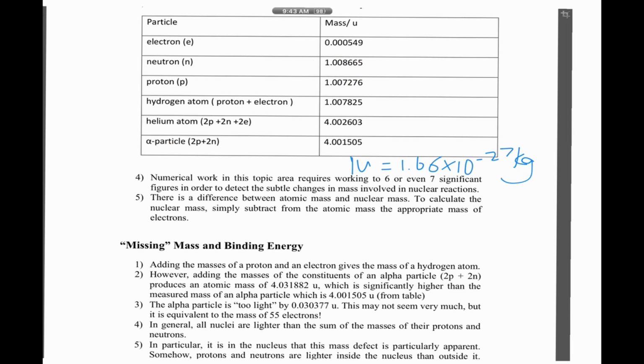And if you do that, you will realize that the number is not the same. How much is the difference? The difference is about 0.030377 U. But which is bigger? The mass of 2 neutrons and 2 protons, or the mass of 1 alpha? 2 neutrons and 2 protons are actually heavier than 1 alpha particle, which doesn't make sense, right? Because 2 neutrons and 2 protons make up an alpha. But why are these 2 neutrons and protons heavier than the alpha?